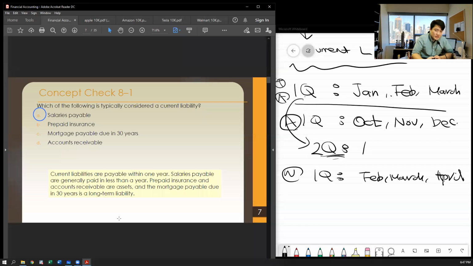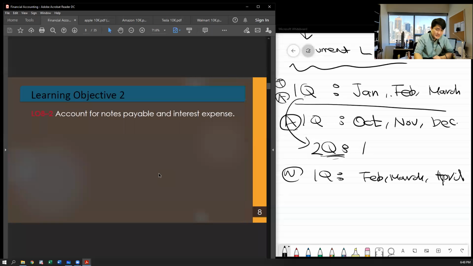Which of the following is typically considered a current liability? Prepaid insurance is an asset. Mortgage payable due in 30 years is long-term. Accounts receivable is an asset. Salaries payable is a current liability. Salary is usually paid in two weeks or a month, so those are short-term current liabilities.